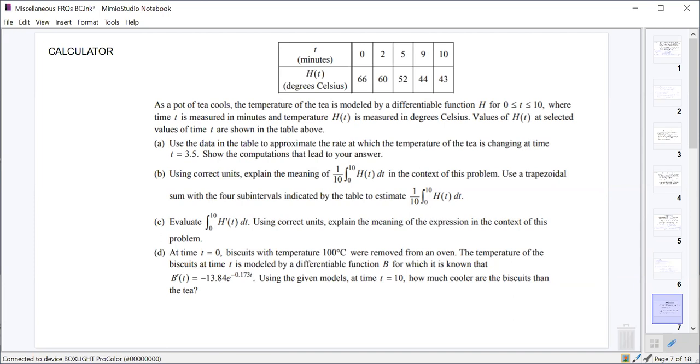What time are we out of here? 20, 27. All right, you better hurry up. Ready to go.